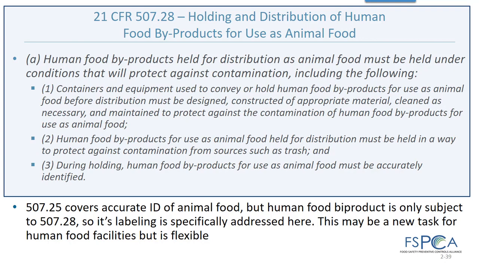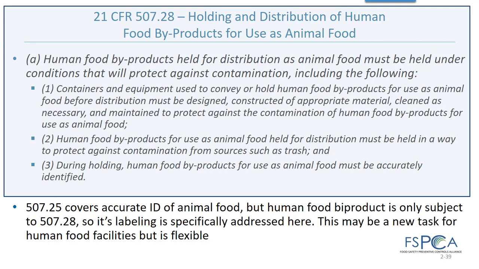So that sounds really similar to our holding and distribution for just animal food. But this piece does include the fact that during holding, the human food byproducts for use as animal food must be accurately identified. And this may be a new requirement for human food facilities. So this is specifically saying that if you have a byproduct for use as animal food, it needs to say animal food on it, so it doesn't get mixed up with your other human food products or used in a way that could adulterate your human food products.